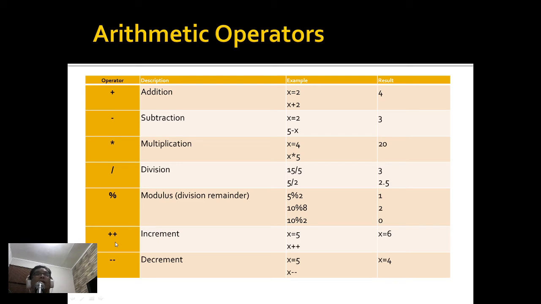The plus plus operator is an increment operator. Assuming that x is equal to 5, if we use x plus plus, then x becomes 6. Minus minus is the decrement operator. Assuming x is equal to 5, then x minus minus will change the value of x to 4.